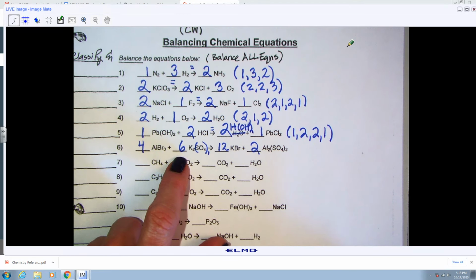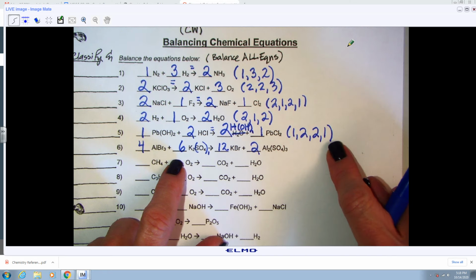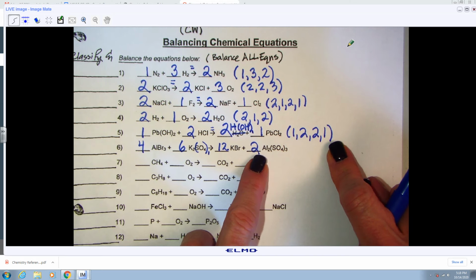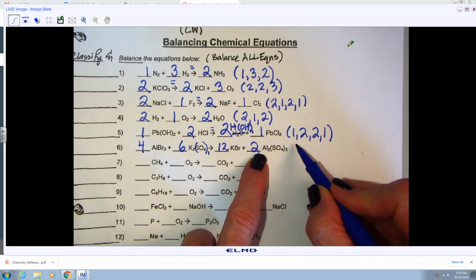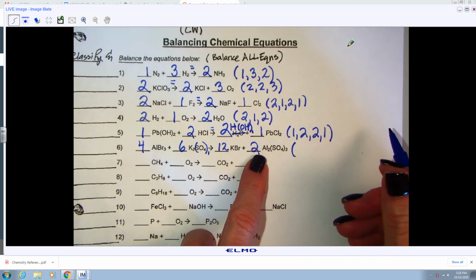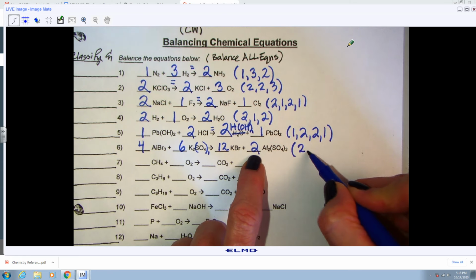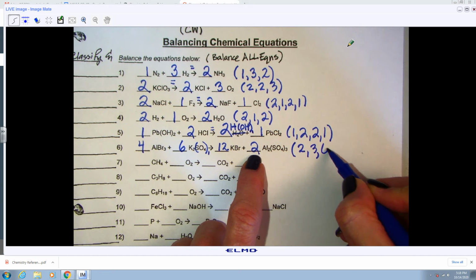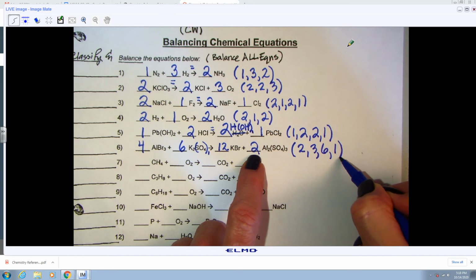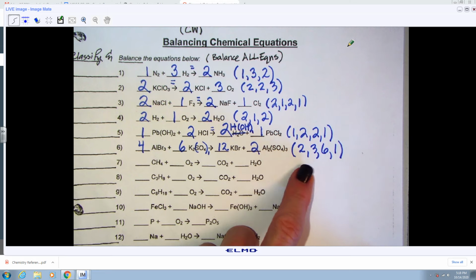Now, remember, I told you that my strategies are helpful, but that sometimes you might have to reduce. So this is why I always want y'all to come to the right-hand side and make sure you write your final answer over here, because this is the answer I will grade. If you look at these coefficients, you will notice they're all divisible by 2. So you do have to have the equation balanced in the lowest whole number ratio. So all of these need to be divided by 2. That's going to give you a 2, 3, 6, 1 to balance that equation. 2, 3, 6, 1 is your answer.